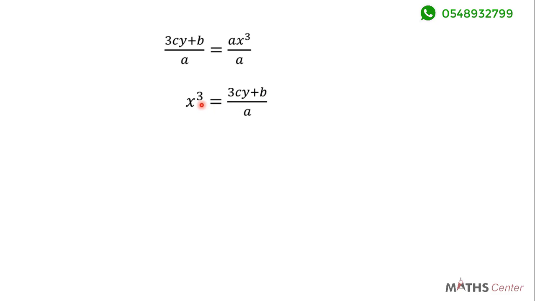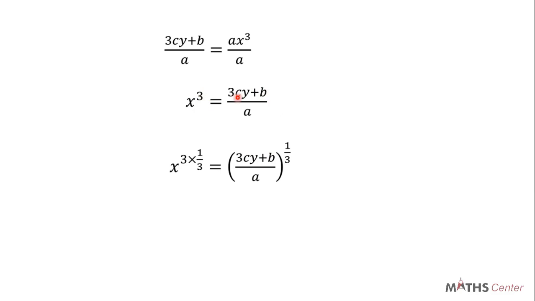So if, let's say for example, this is x exponent 4, you multiply it by 1 over 4 and you raise what you have here to the power 1 over 4. If it were x exponent 5, you would have multiplied by 1 over 5 and then you raise what you have here to the power 1 over 5. This time it is 1 over 3. So we multiply this here by 1 over 3 and you raise what we have here to the power 1 over 3. As we saw, 3 will cancel 3, so we have x is equal to 3cy plus b over a exponent 1 over 3.